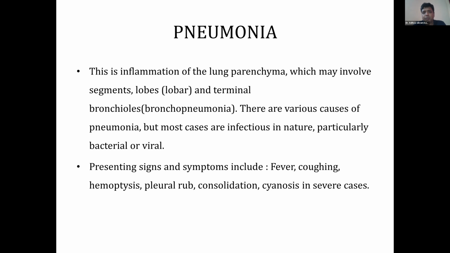And that's what we are seeing with the COVID pneumonia also. So basically, pneumonia can be of different varieties. It's basically an inflammation of the lung parenchyma, which might involve the segments or the lobes or even the terminal bronchioles, depending on the part. We have viral, bacterial, and fungal. For us in ICU, all three are very critical.